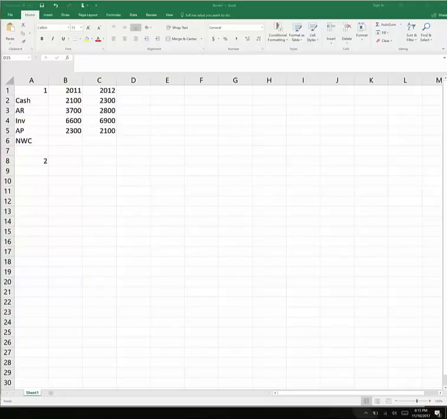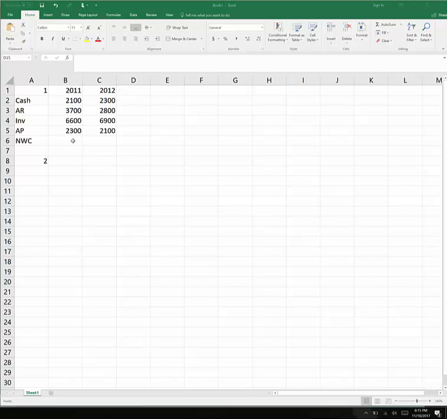So let's go ahead and go through the review sheet. The first question is asking about changes in net working capital. So I have the numbers here. We have 2011 and 2012, so we want to see the change from 11 to 12.